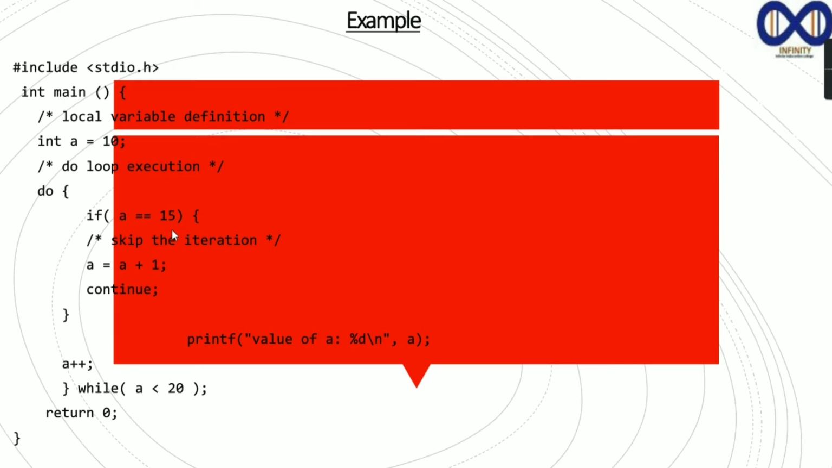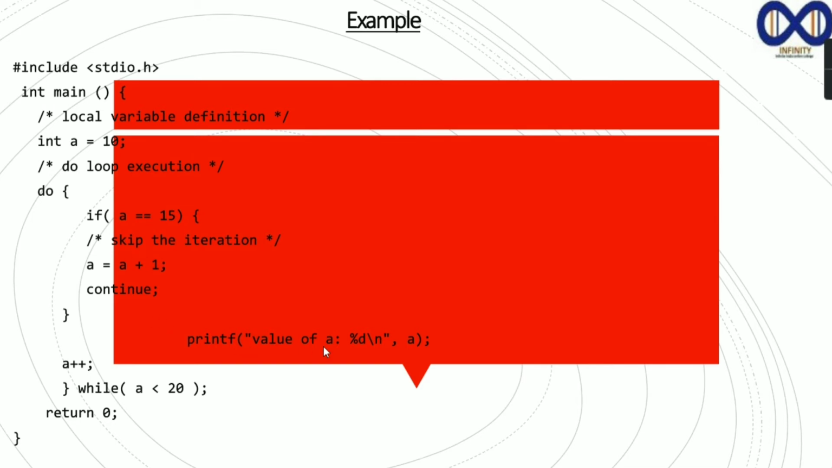If a equals 15, skip the iteration. So here the iteration is going to be skipped. Sorry, a is equal to 15. So the value of a equals 15, then a plus 1, which means 16, 17. Up to the while condition, then the loop is going to stop. If the while condition is not given, then the process is going to be an infinite loop.